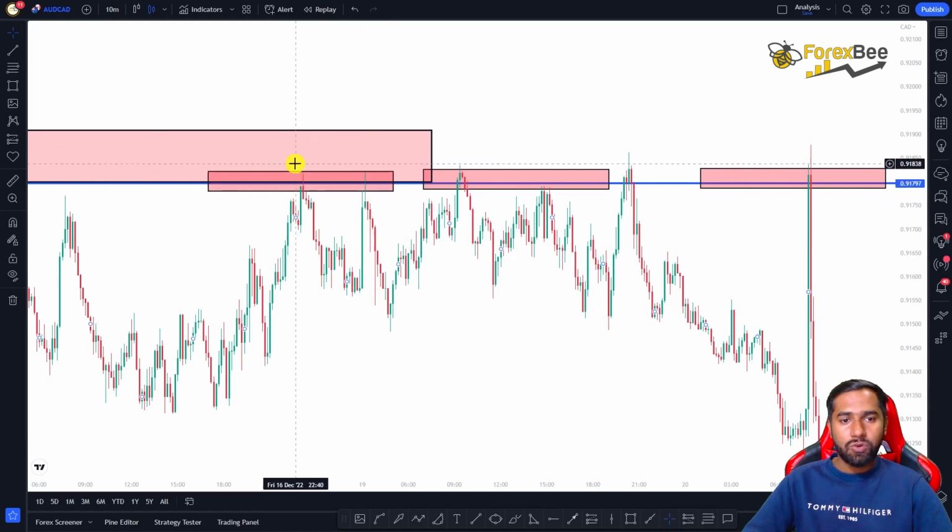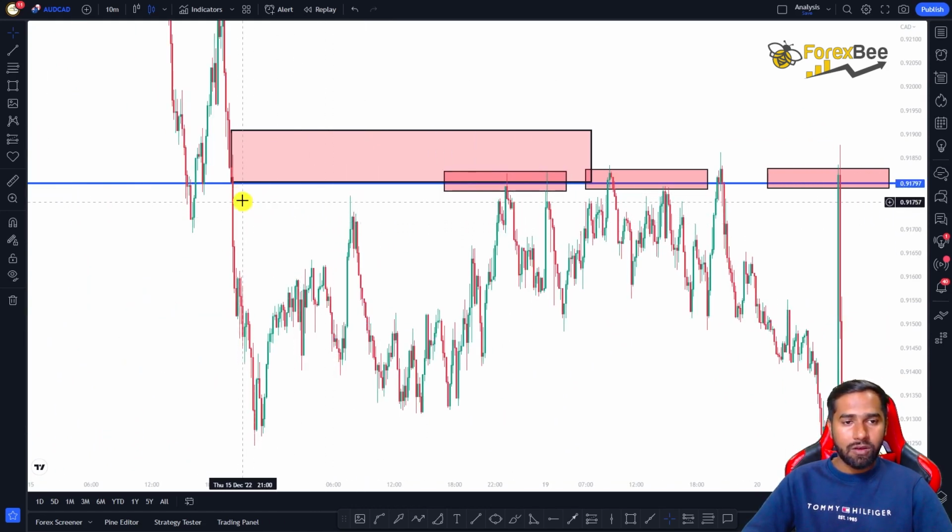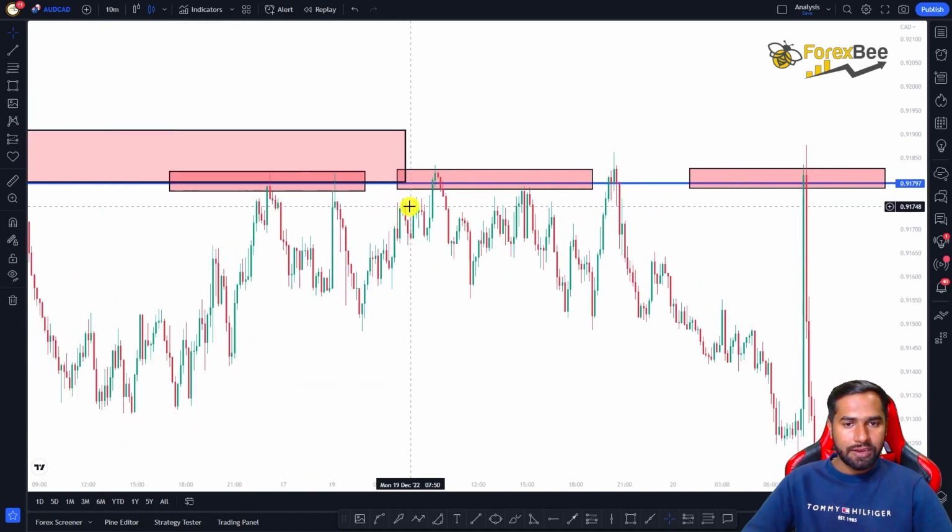Okay, so with the addition of the supply zone to this SR flip level, we were able to take a successful trade. That shows us that after coming to this level, the price gets rejected in the bearish direction.